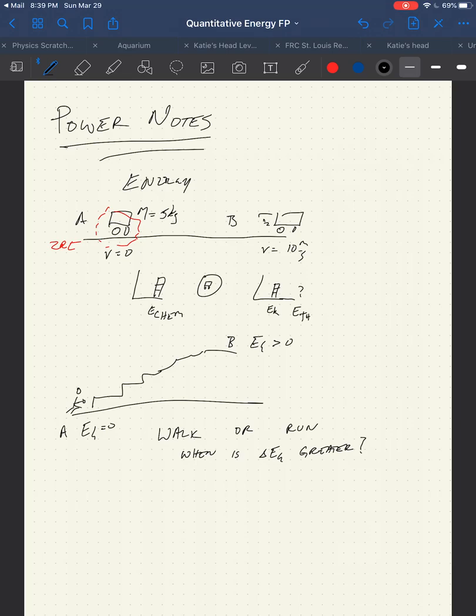Okay. Then, hopefully, you've thought about this and you think, well, if EG is just m times g times h, well, that's the same number whether I run or I walk. And then, again, it seems kind of weird because your changing gravitational energy is the same, but there's got to be something that we can talk about that takes into account the fact that we're doing it faster. Okay. So let's imagine what that faster might look like.